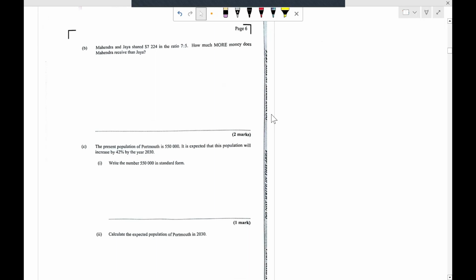So the short way, how much more money? So they want to know what's the difference, right? So the difference between the ratios, we have 7 and 5. So 7 minus 5, that difference is 2. Right? So the difference would be 2 out of how many parts we have in total? 7 plus 5, we have 12 parts in total, right? So 2 out of the 12 parts multiplied by the amount of money that was shared, which is 7,224. Right, again, we go into our calculators. And that's going to give us $1,204. So that's how much more money Mahendra would receive.